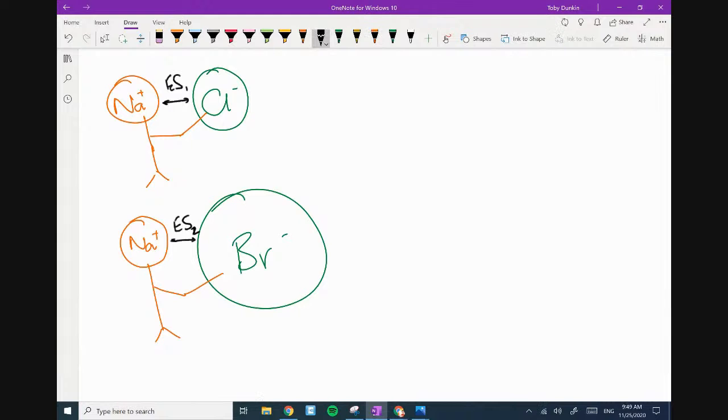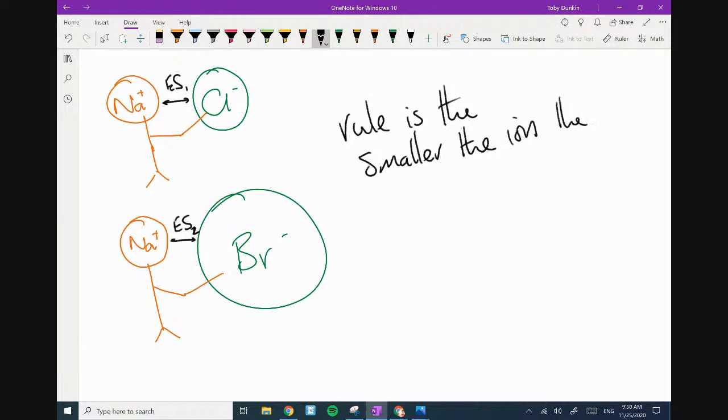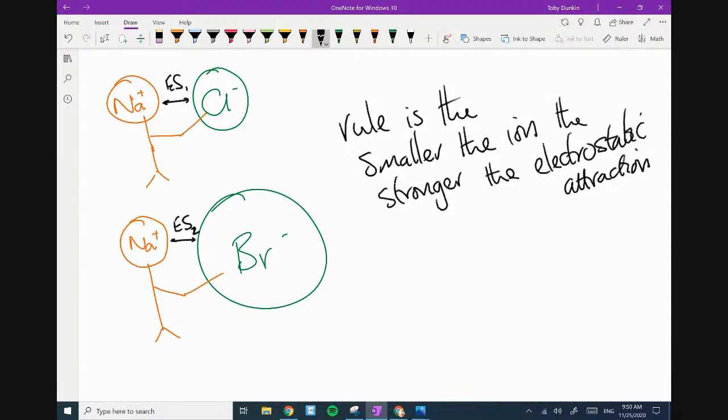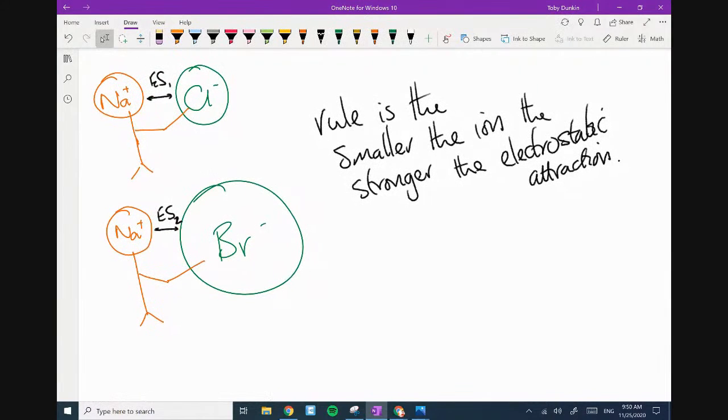So the rule you get here is the smaller the ion, the stronger the force. That's the rule. Shouldn't say the force. Stronger the electrostatic attraction. Because it's easier to hold on to small things than it is to hold on to large things.